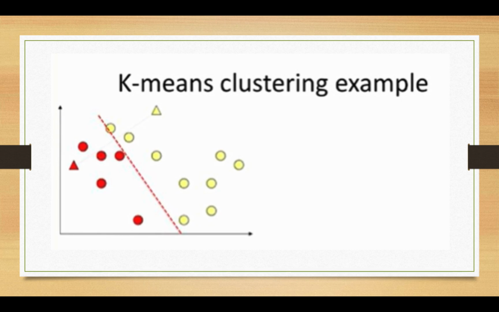Then we adjust the cluster centroid. When we have the red data points available here, we move the cluster centroid so that it is in the middle of all red data points. All red data points should have minimum distance to the cluster centroid, so we place it close to all red data points. We do the same for the yellow as well.